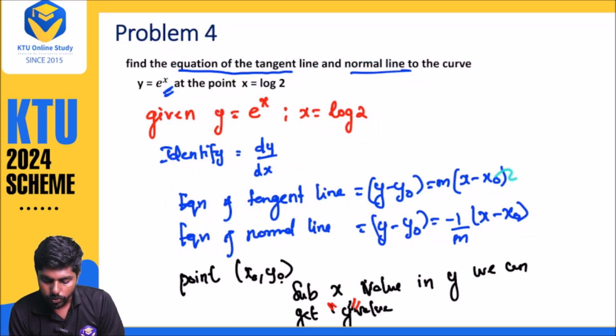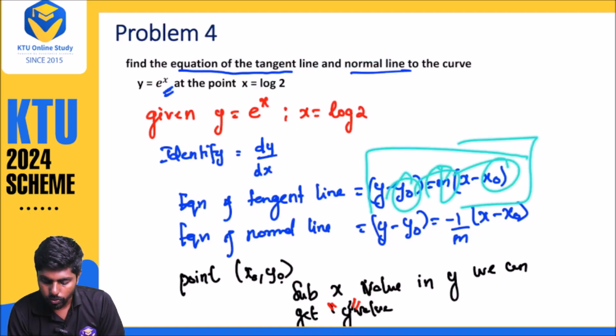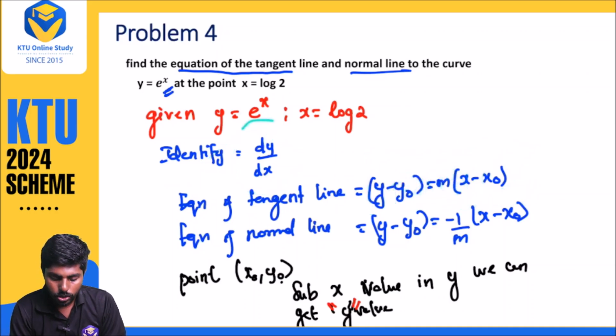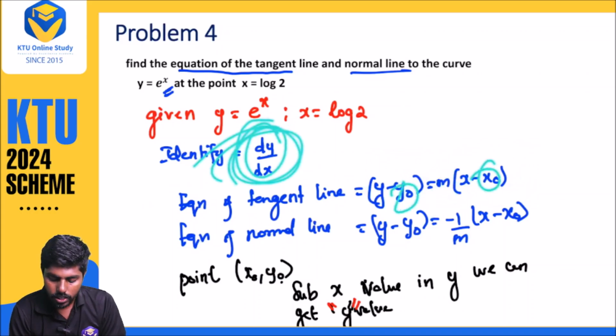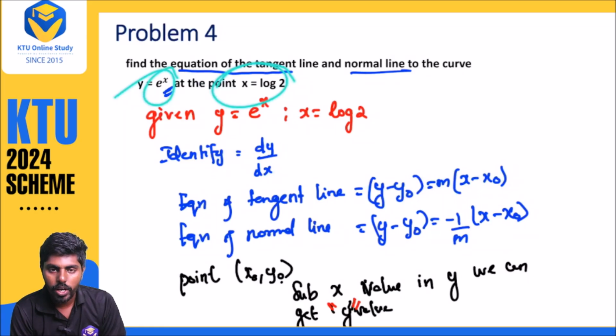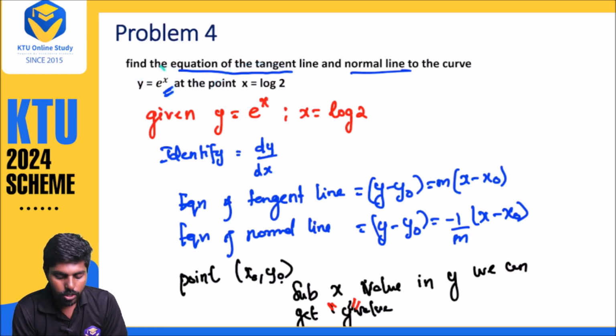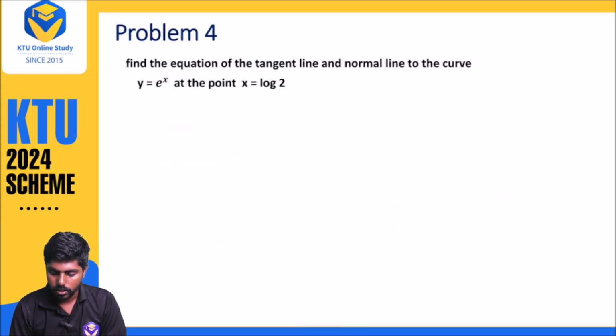When you are using the formula, you don't know what y naught, x naught and m are. So how to identify m? We know dy by dx, that is the derivative formula. So using the derivative formula, we can identify m. Then y naught and x naught, by substituting the value of x in y, you can identify the y value. Then substitute everything in the formula, and you can get the equation of tangent line and equation of normal line. You can even try this sum. Even though I am solving it, you can also try this sum. So what is the thing they have given?